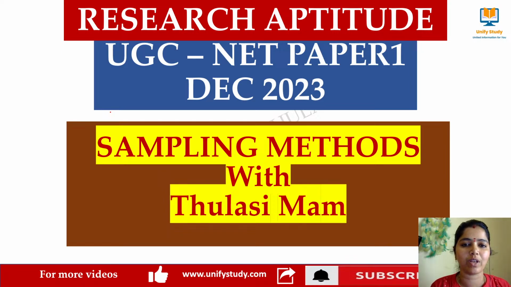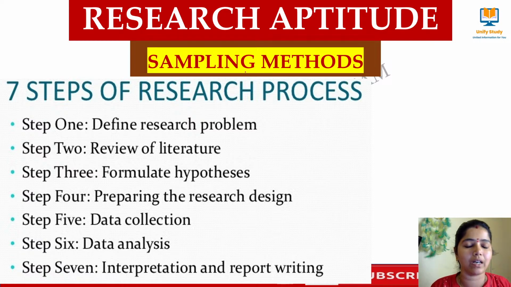So good morning everyone. Today we are going to start with sampling methods, the most important topic. In recent times they were asking many questions from sampling methods. So under sampling methods, what do we have to know? In research, at which stage do we have sampling? When we do research, there are 7 major steps. First we define the research problem, review of literature, formulate the hypothesis, prepare the research design, data collection, data analysis, interpretation and report writing. Any kind of research will have these processes. This is the basic process of any research.